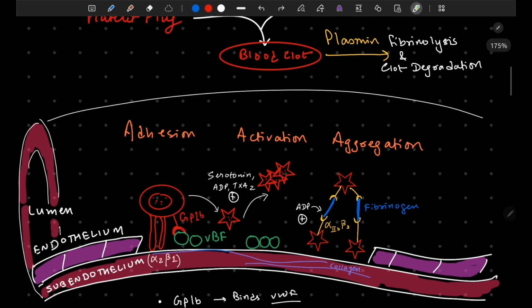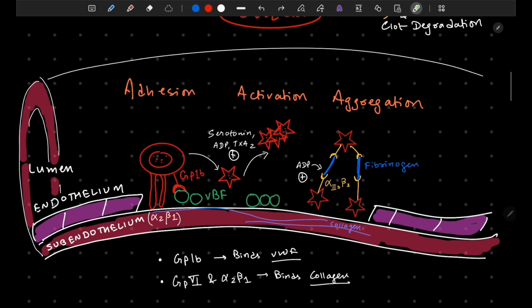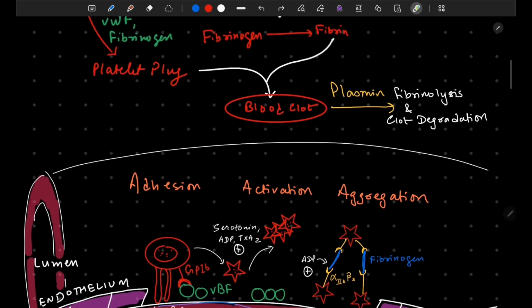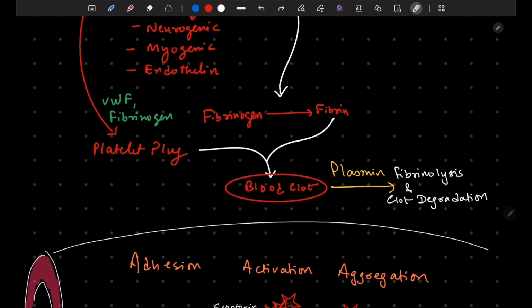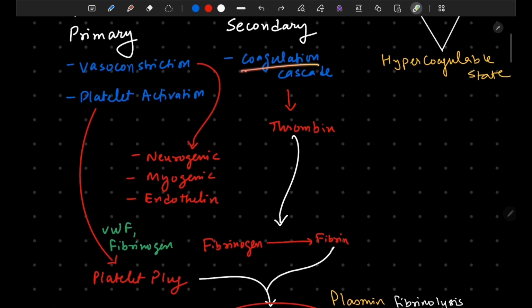ADP acts as a mediator which gives a positive feedback and leads to more aggregation of platelets. So our platelet gets attached to the site of injury and leads to platelet plug formation. This platelet plug formation now needs to get transformed into a blood clot, which will be supported side by side by our secondary hemostasis process.